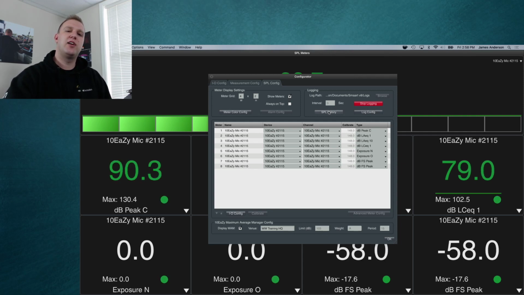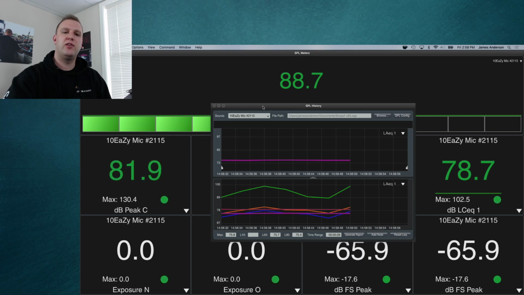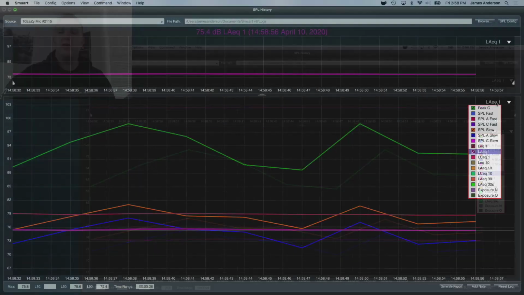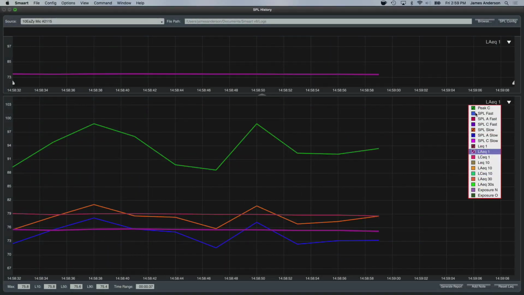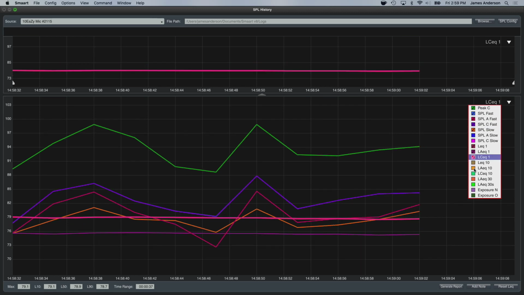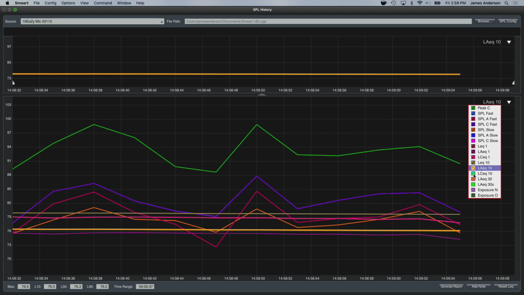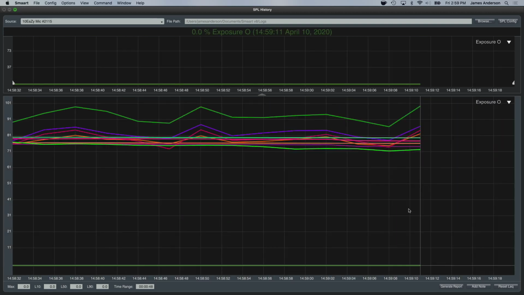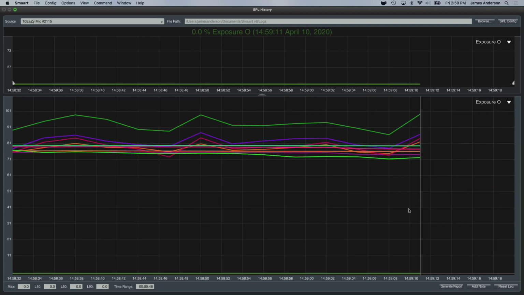So let's take a look at the SPL history window. As you can see, every 3 seconds, there's a new data point. And here we can choose which of the SPL meters we want to see. So I'll just bring them all in. And the bottom plot here is going to automatically resize to fit all the data.